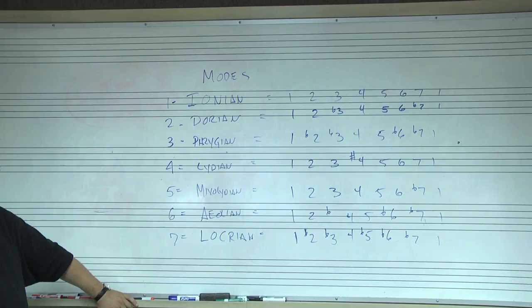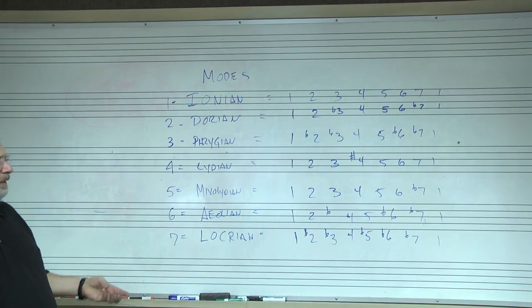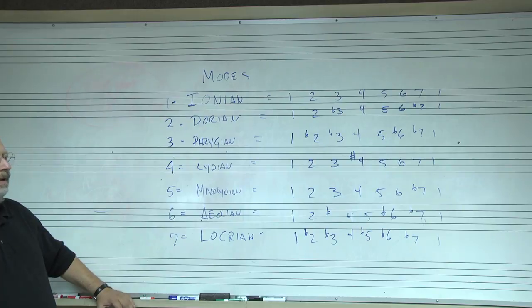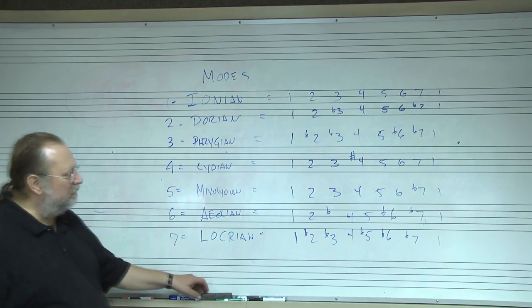Locrian is the two what? Flat two. One, flat two, flat three, four, flat five, flat six, flat seven. Everybody got it? Yeah.